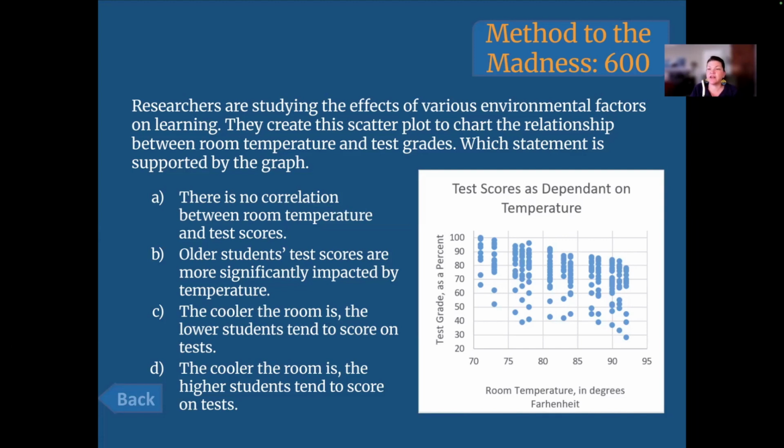Okay, so let's go ahead and go through these answers, and you tell me either no or maybe. So A, there is no correlation between room temperature and test scores. What do you guys think? No or maybe? Before we continue, what is correlation? Relationship. If two things are correlated, they're related. It doesn't necessarily mean cause. It's not that strong, but it means related.